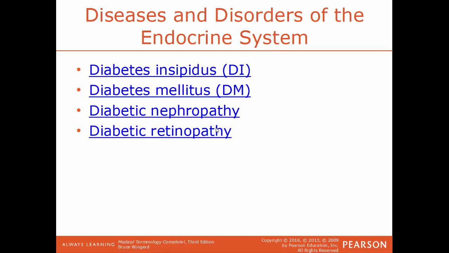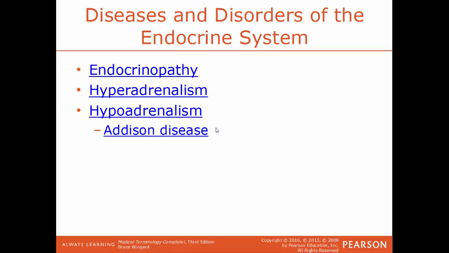And that's related to our next term, diabetic retinopathy. This is a complication of having diabetes that damages the retina of the eyes. And again, the underlying cause is having diabetes first. Our next term, endocrinopathy. This is a general term that applies to a disease of an endocrine gland.